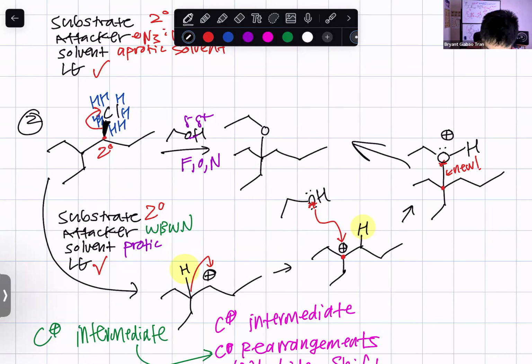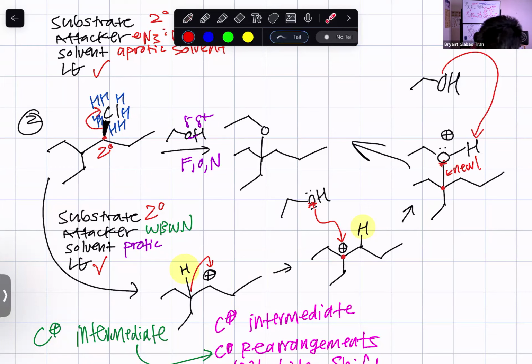Yep, get rid of the H. Deprotonate the oxygen. Another ethanol, because we will have an excess amount of that, will come around and deprotonate that hydrogen right there. This ethanol here will serve as a base, which attacks that H.